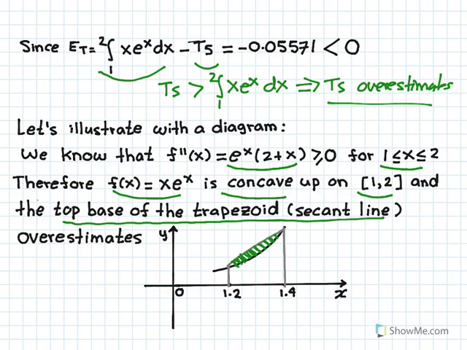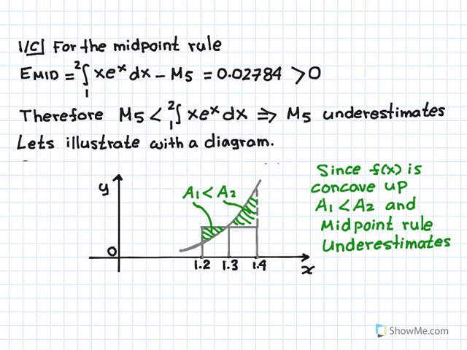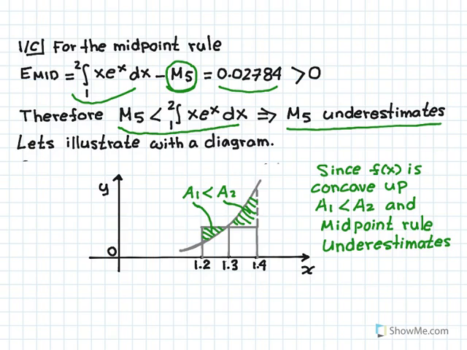It's harder to see that with the midpoint rule, but we're going to do that. Now, for the midpoint rule, we have the integral from 1 to 2 of x e to the x dx minus M5. This result is positive. What does that mean? That means M5 must be a smaller number than the area under the curve. So M5 is less than the definite integral from 1 to 2 of x e to the x dx. That means M5 underestimates. Let's illustrate this with a diagram.